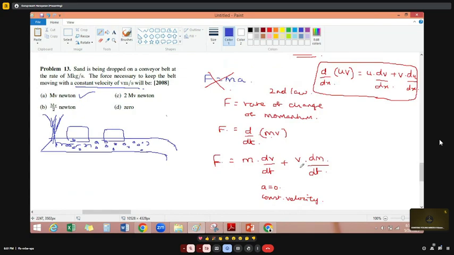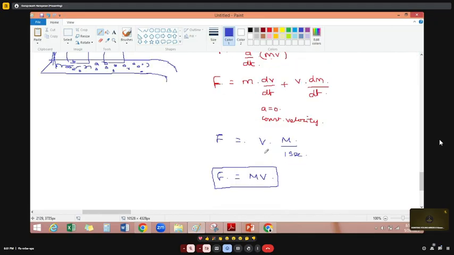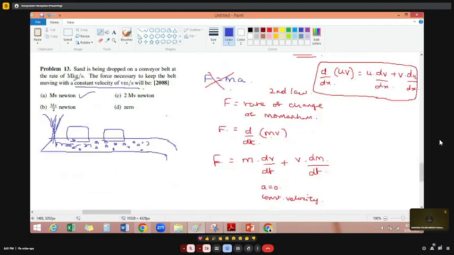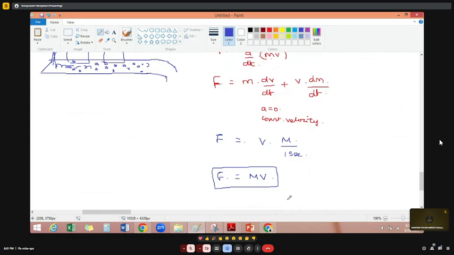Again, I'm telling you, if you are having some difficulty understanding this, dm by dt, what is the meaning of that? For a small time, how much mass is increasing? For a small time of 1 second, the mass is increasing by capital M. That means I have to replace this with m and this with 1 second. So that means this will become v into m. Suppose they had given m kg for 2 seconds, then I will be substituting 2 over here in the dt place. So that means it will be m by 2.